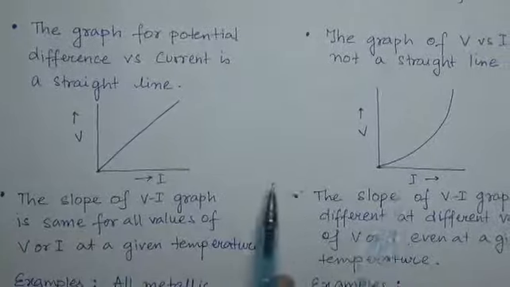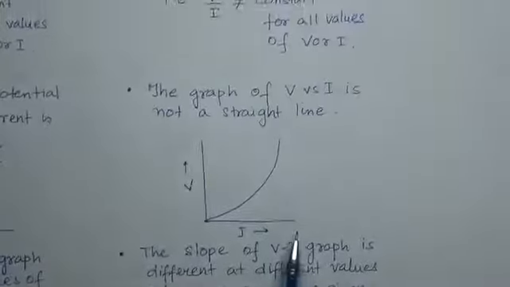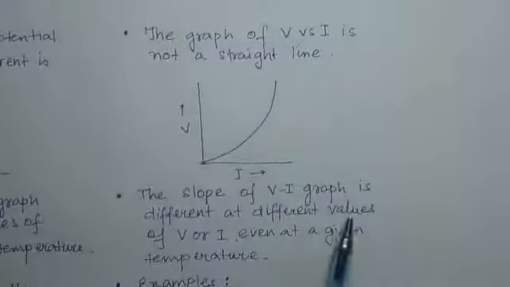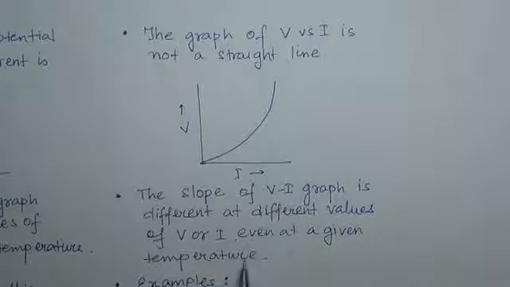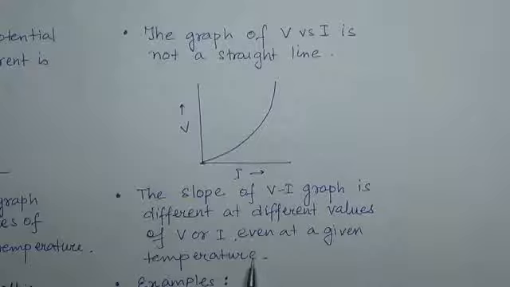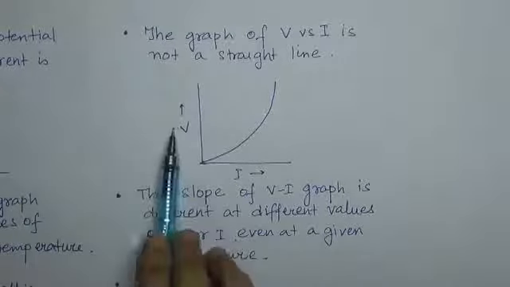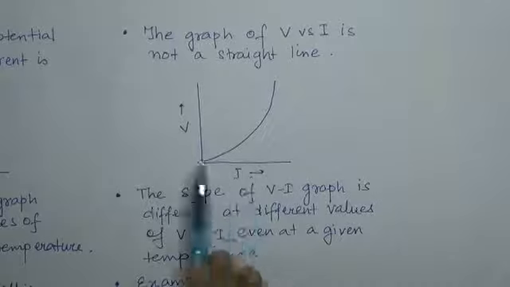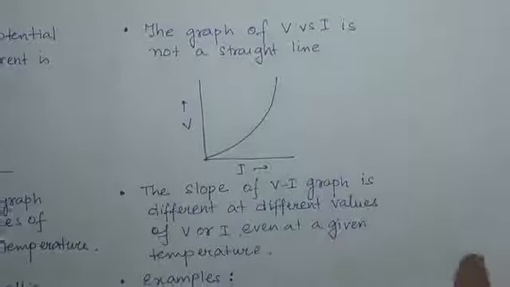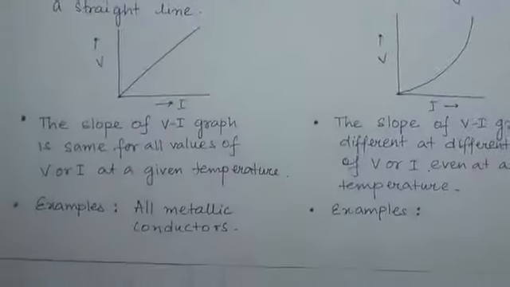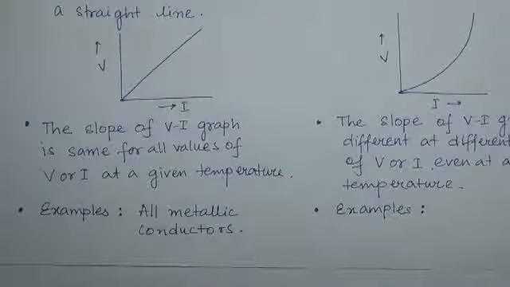Whereas for this graph, for non-ohmic resistors, the slope of the VI graph is different at different values of V or I, even at a given temperature. That means even at a given temperature, for different values of V and I, the slope will not be the same. It will be different. Now let us see the examples of ohmic and non-ohmic resistors.